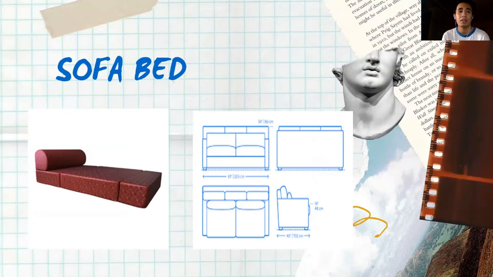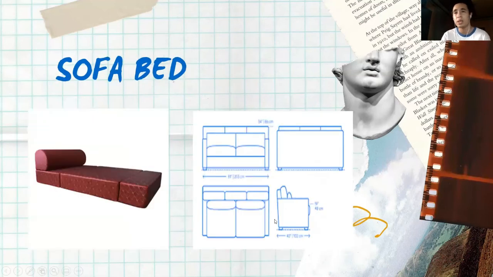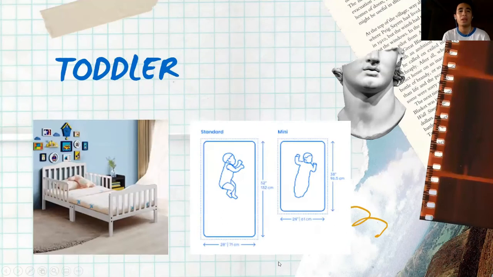Sofa bed. As it describes, a sofa in a bed. This is the basic sizes of the sofa bed. You can pause it if you like. A toddler bed. This is for your babies, like a one-year-old baby. This is the standard size and then mid size, depending on your preference. So let's move on.